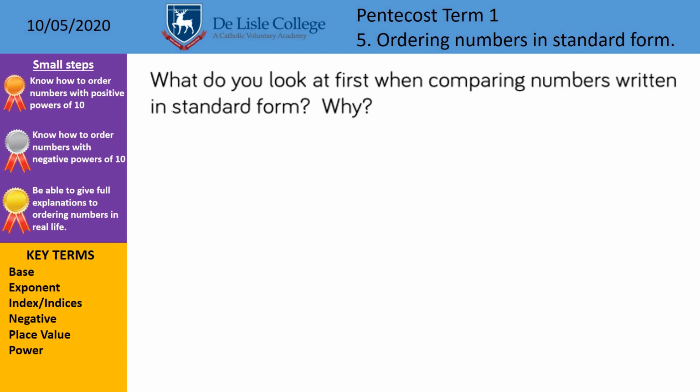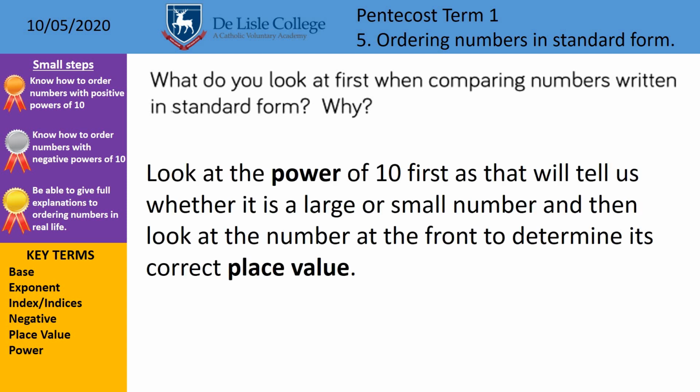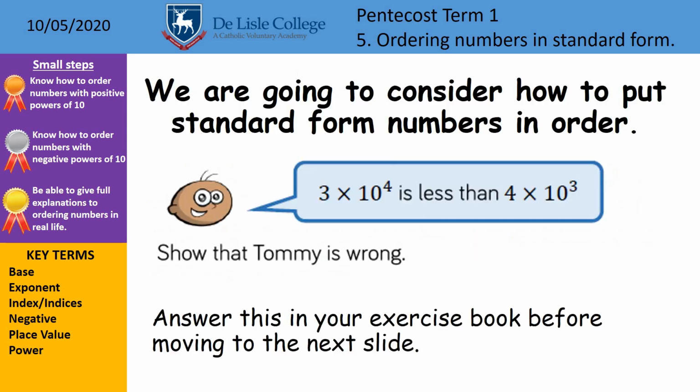Okay, which bit of the number do you look at first when comparing numbers in standard form, and why? Write down your answer before we move on. We look at the power first, as that will tell us whether it's a large or small number, and then look at the number at the front to determine its correct place value.